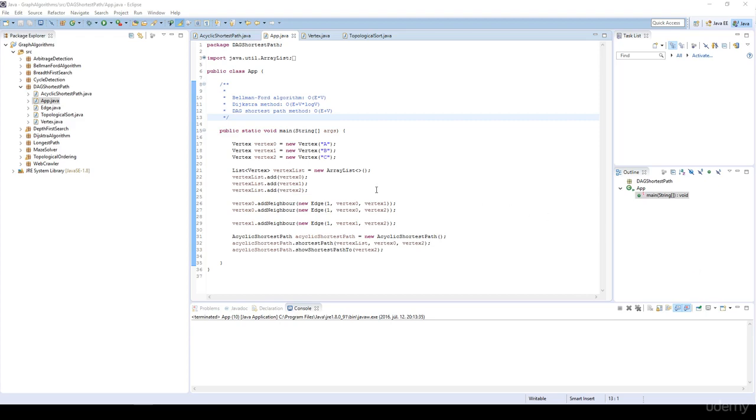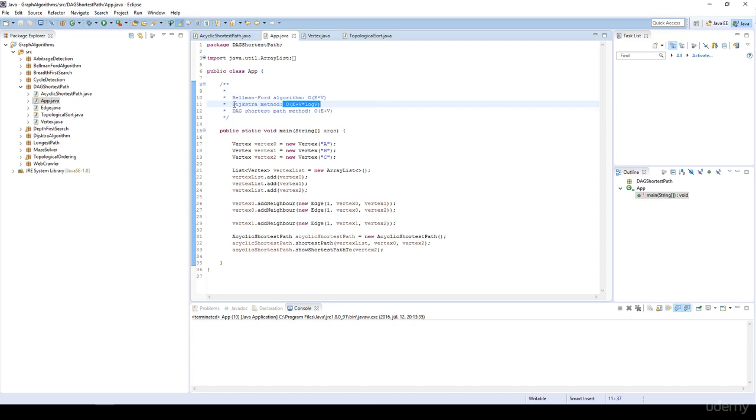Hi, in this video we are going to talk about the third shortest path algorithm, the so-called DAG shortest path method. We have been discussing Dijkstra's algorithm. It is very fast, so the time complexity is O(E + V log V), where V denotes the number of vertices and E denotes the number of edges in the given graph.